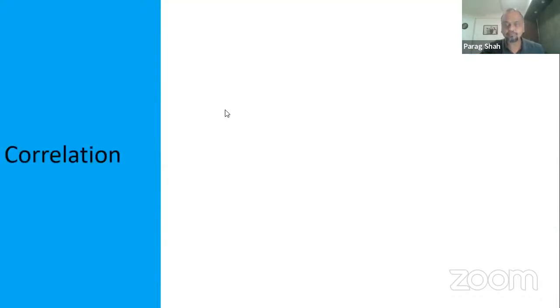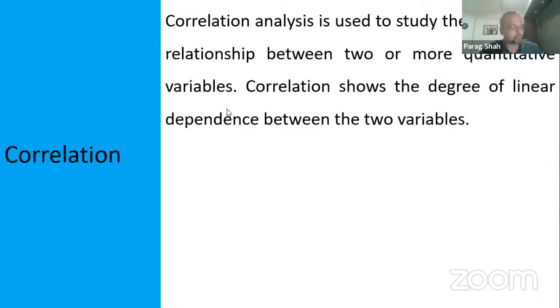Fine. Correlation. So first of all, correlation is nothing else but the relationship between two or more quantitative variables. Two or more quantitative variables. A variable should not be a categorical variable. It should be a scale variable. So if there are two or more scale variables and we want to find out whether they are related to each other, then we will go with correlation.